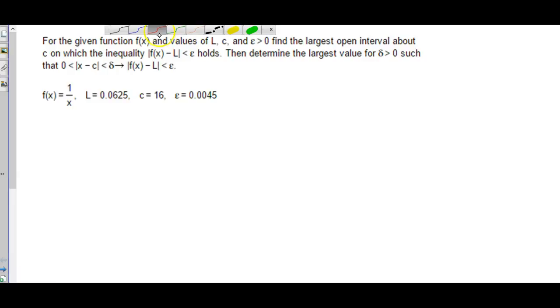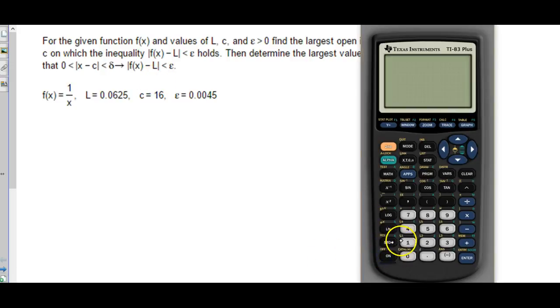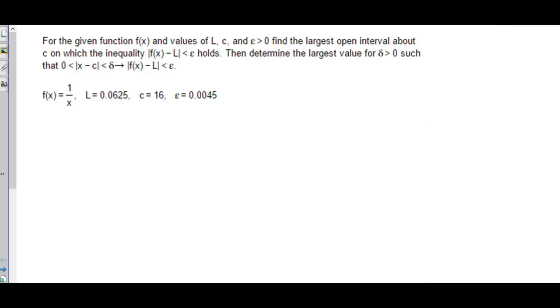Alright, let's look at this epsilon delta proof of a limit. We're trying to prove that the limit as x approaches 16 of the function 1 over x is 0.0625, which is 1/16 if you type it in on your calculator. You can see that it is just 1/16, since that is continuous right there. So that is the limit. But we want to prove that it is using the epsilon delta definition.